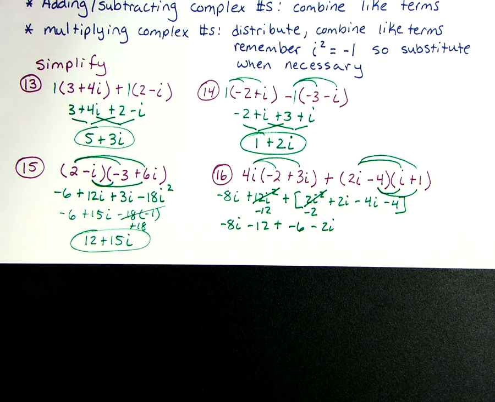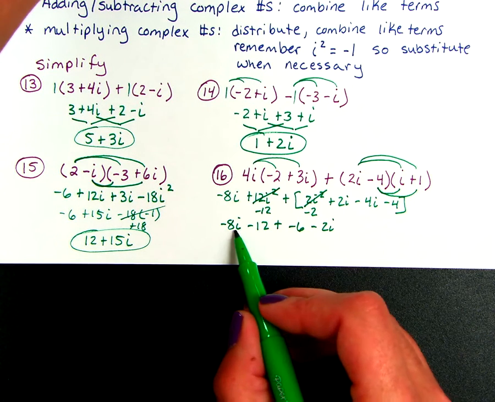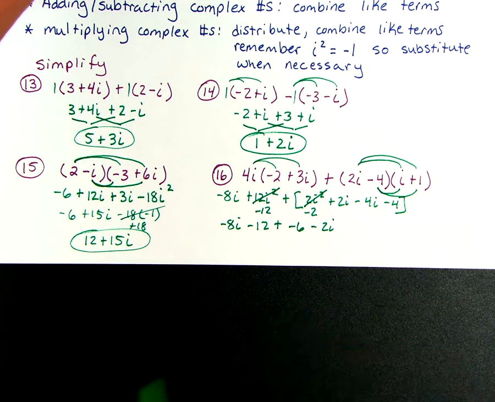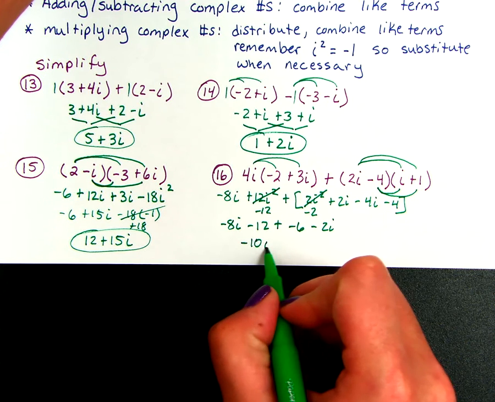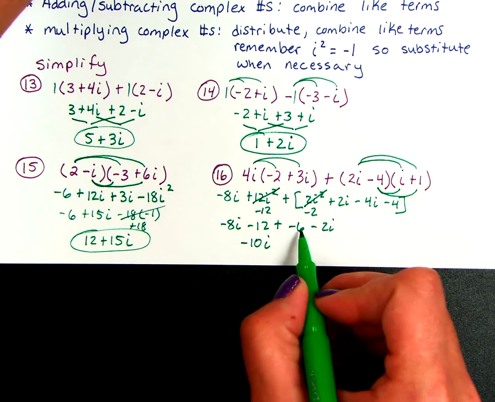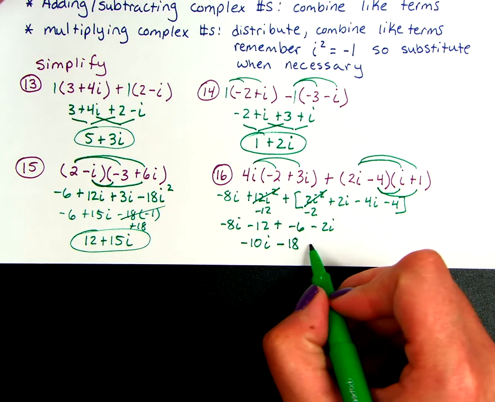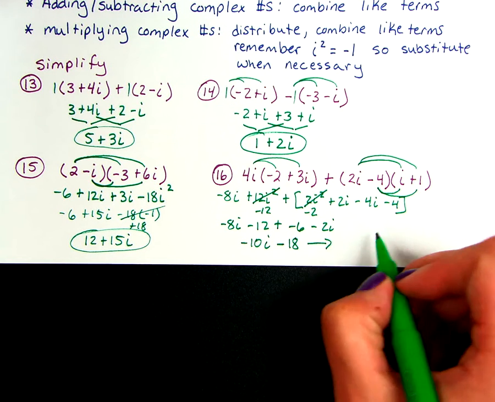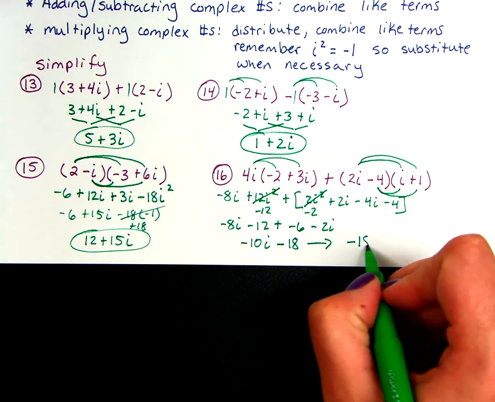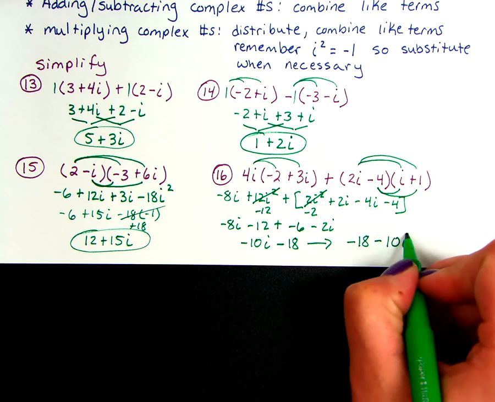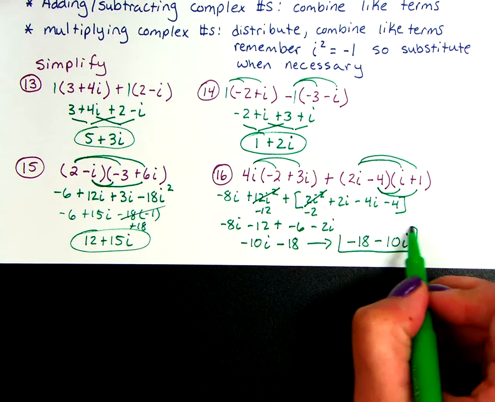And then we still can combine. So -8i and -2i will combine to be -10i. And then -12 plus -6 is -18. And then again, I'm just going to rearrange because my real number has to be first. So our final answer will be -18 minus 10i. So this would be our final answer.